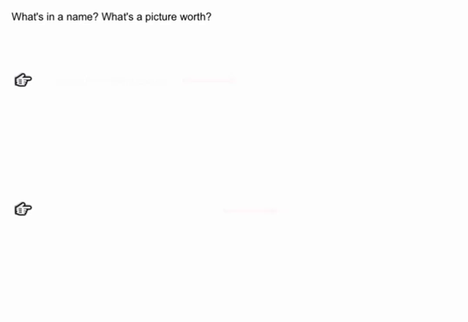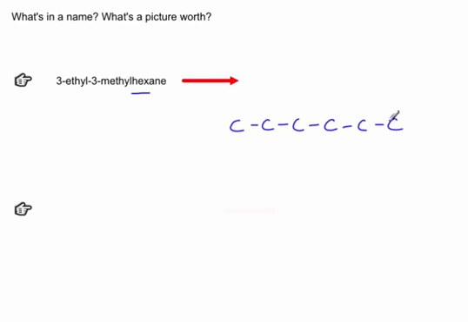So, first of all, what's in a name? Well, there's a lot in a name. So there's a name of a molecule. From this name, I can come up with the structure for this molecule, and I do that by looking at this part, hexane, and from hexane I get that there are 6 carbons. So there's my 6 carbons, and they're all single bonded. That's what the A and E tells me.